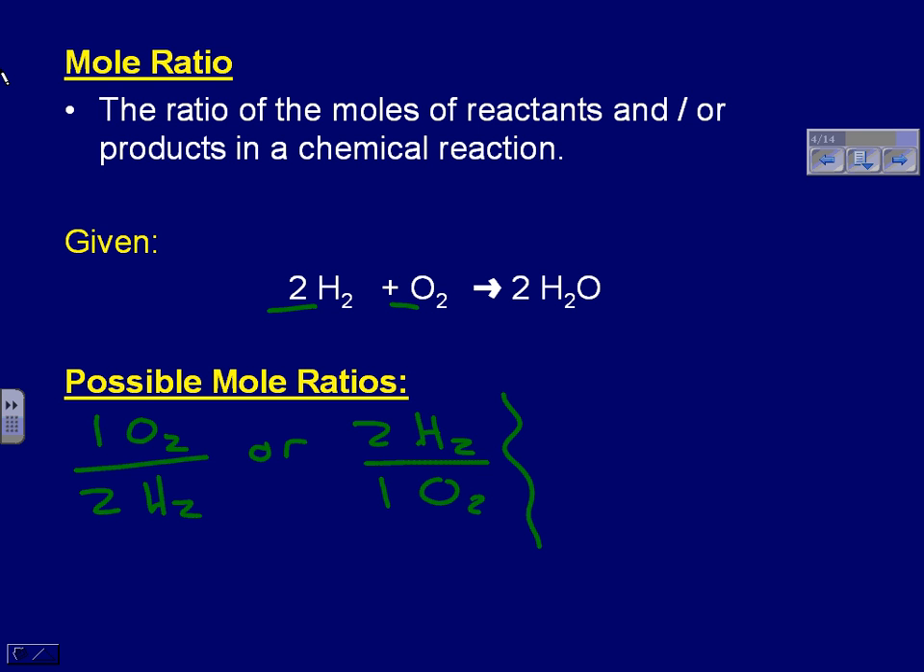I could look at one that relates the hydrogen to the water. For every 2 hydrogen moles, 2 moles of water will be formed. That's a 2 to 2. When we use it in the calculation, they'll cancel away. You don't need to put them in the calculator. They'll cancel each other away, but you can write it out. And again, we could write it the other way around, depending on what the question asks.